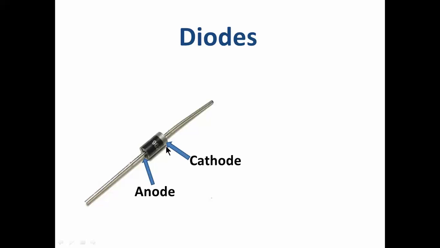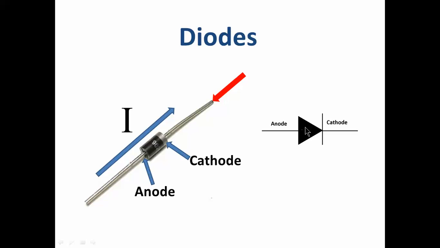The cathode is denoted by this silver line. Now current will only flow from the anode to the cathode if we make the anode more positive. So if we put the positive voltage on the anode, current will flow through the diode. The diode will try to block any current that comes this way.